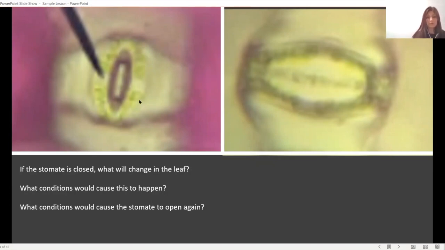Okay. So it says question-wise, and I want you to think about these questions one at a time. If the stomate is closed, what's going to change in the leaf? So think about that for a minute. I kind of told you a little bit. I do that. I kind of give the answers away sometimes. Okay. And then think about what conditions would be in the environment to cause that to happen. And then what conditions would cause the stomate to open again? Okay, write your answers down. Hold up your paper for me so I can see where you're at.